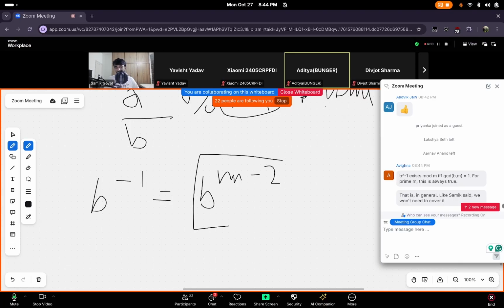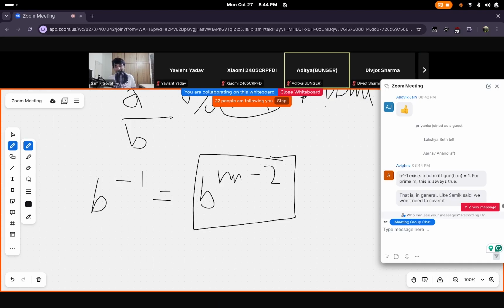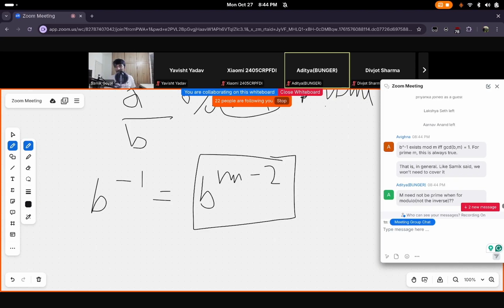So, okay, this thing looks a little weird, right? Where did the M come from? Where did this even come from? Yes, when we are not talking about division, M can be anything. The distributive properties I talked about are the same, whether or not M is prime.